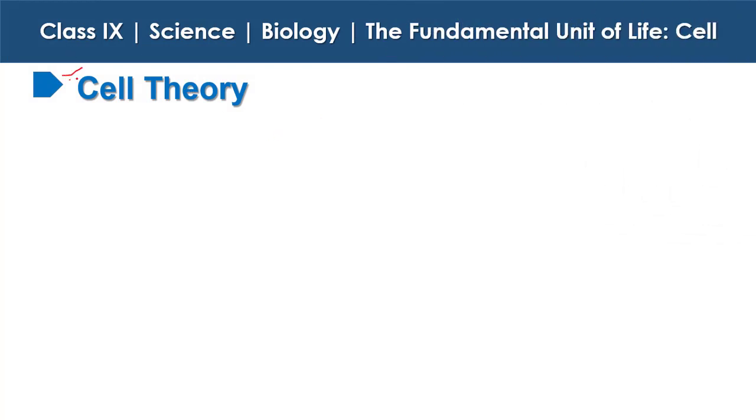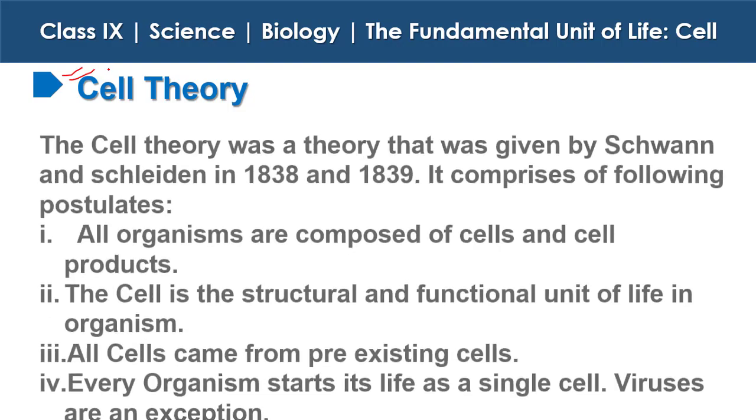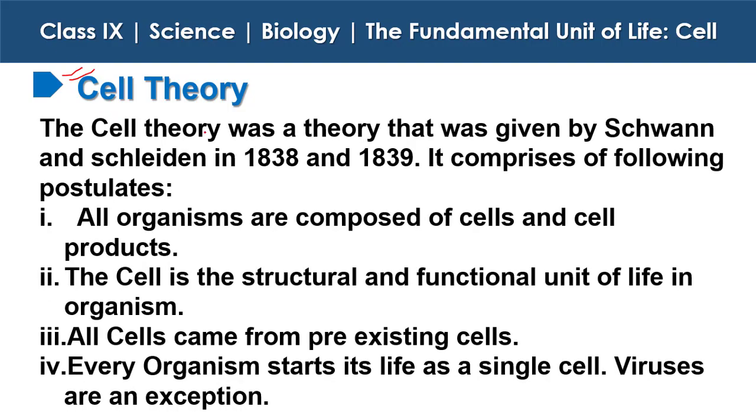Let's see what is cell theory. The cell theory was a theory that was given by Schwann and Schleiden in 1838 and 1839. It comprises the following postulates. First is, all organisms are composed of cells and cell products. All organisms are made up of cells.